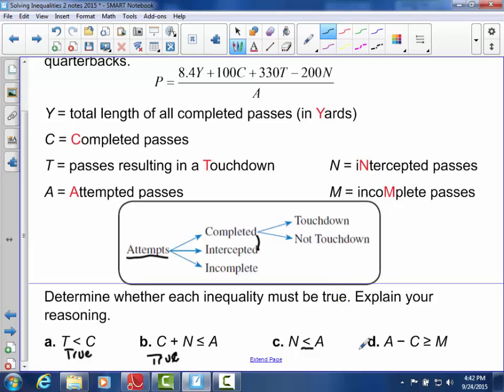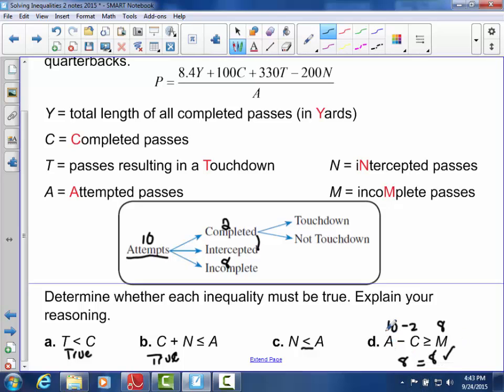Okay, let's see. A minus C would be greater than M. So the attempts minus the completeds would be greater than the incompletes. Attempts were 10, and the completed were 2. That would mean that at most the incompletes here would be 8, right? So that would give us 10 minus 2 is 8. So 10 take away 2, 8 would be equal to 8, so that's true.